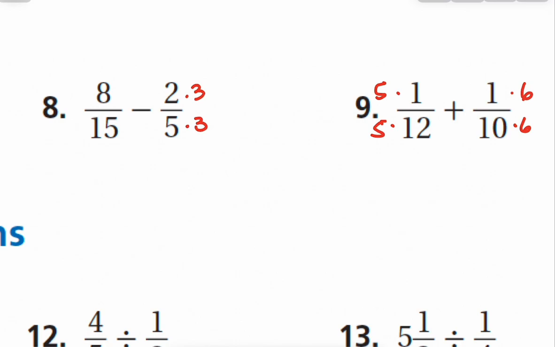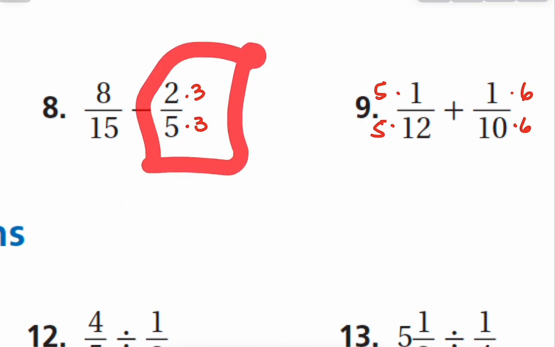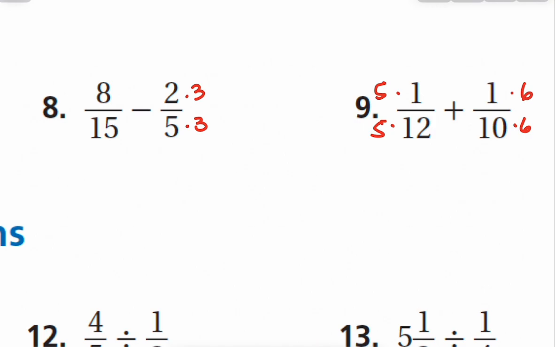Okay, so everybody look up at number 8. I would suggest turning them into 15s. It is an option if one of your numbers goes into the other number evenly, that you can use that as your least common denominator. So if we turn this one into 15ths, we can then subtract. Remember, you can't add or subtract fractions unless they have the same denominator. So that would be 8 over 15 minus 6 over 15.